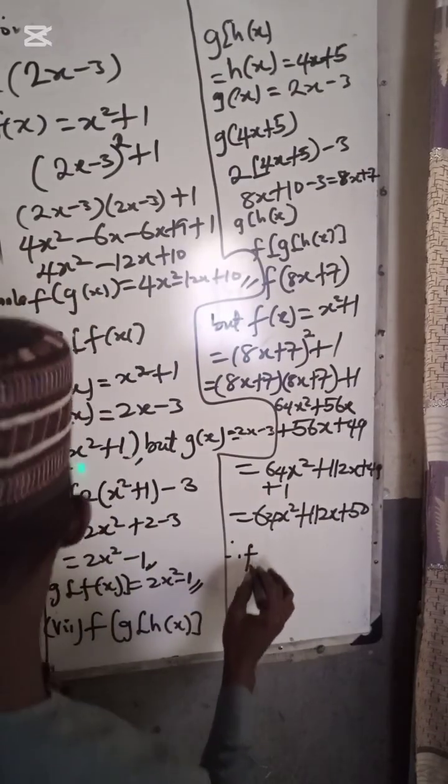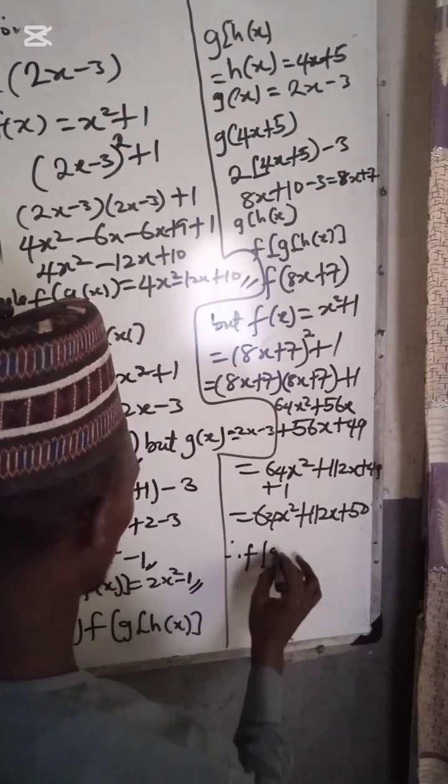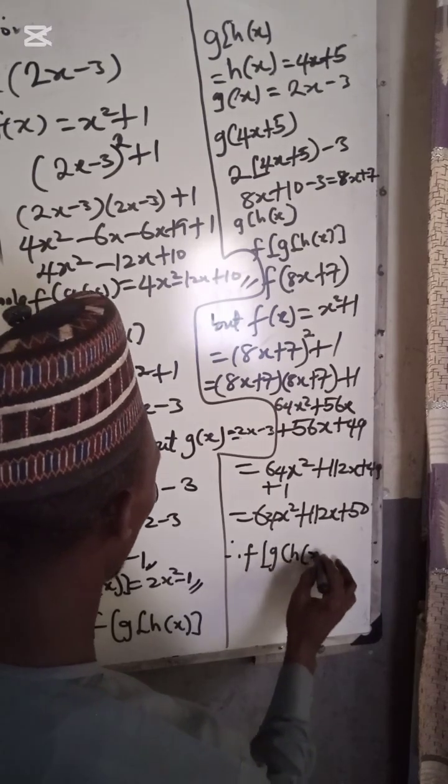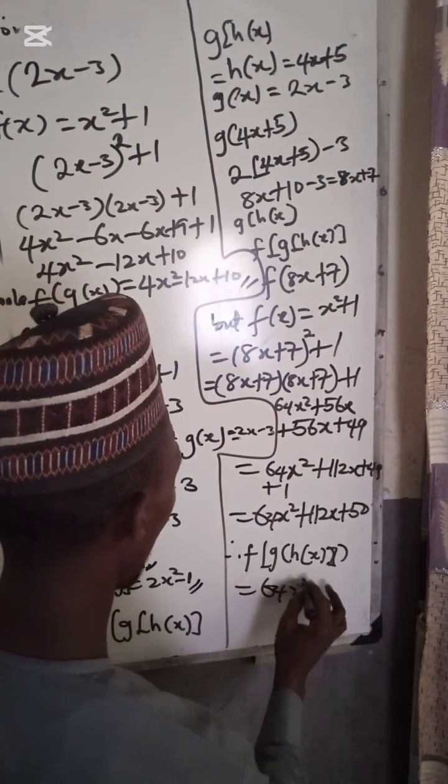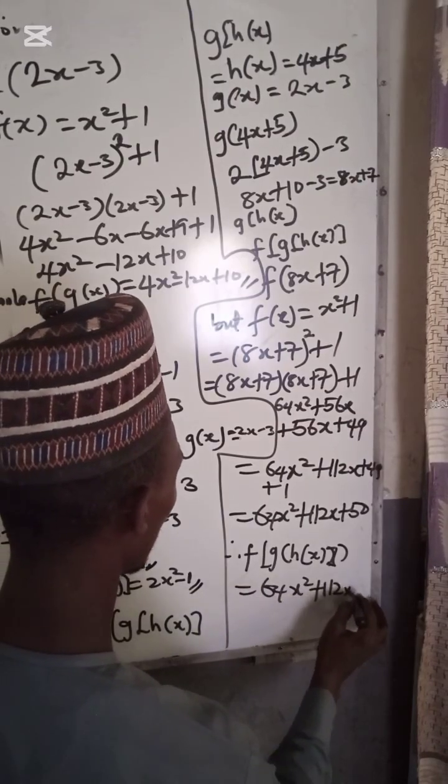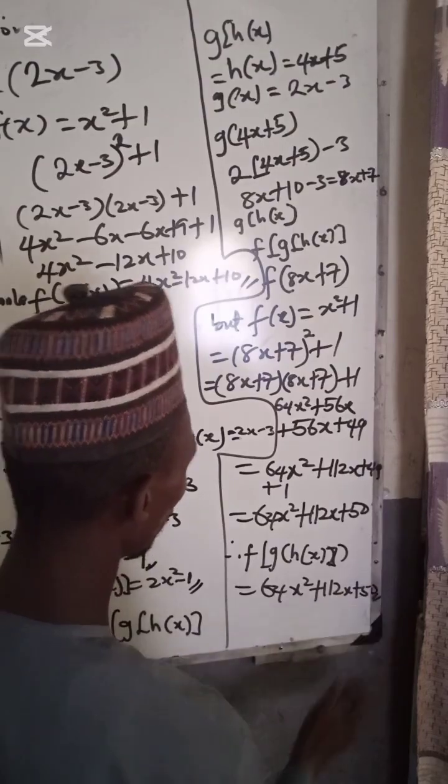Therefore, f of g of h of x is equal to 64x squared plus 112x plus 50. Beautiful. I believe we understand.